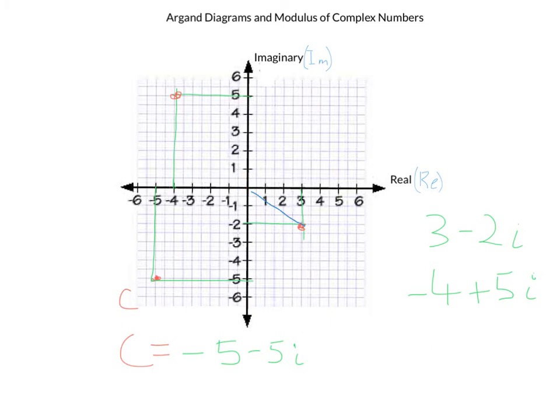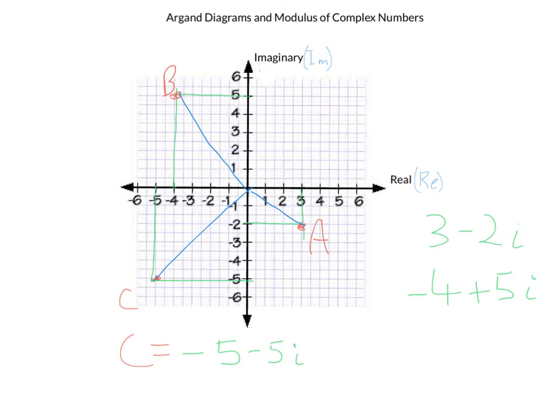So a modulus really just means, on this Argand diagram, how far away from the origin, from the 0, 0 point, are they? So if we draw a line connecting all of these to the origin, we can probably make a guess at which one is furthest away from the origin. It looks to me like C is furthest away from the origin, so we could say that has the biggest modulus. It also looks like this point here, and we can call that A, is the closest to the origin.